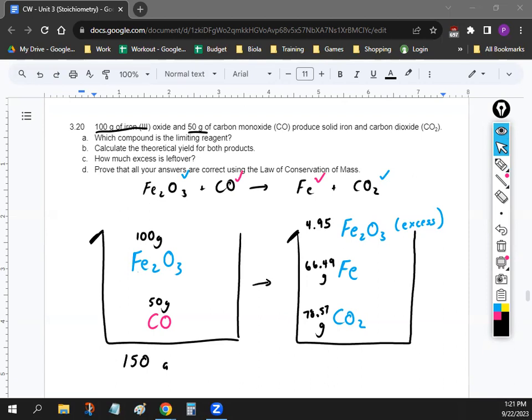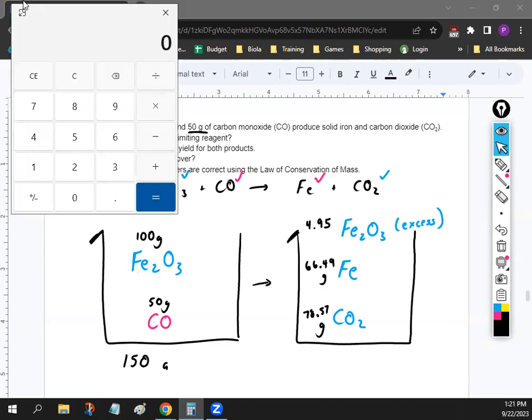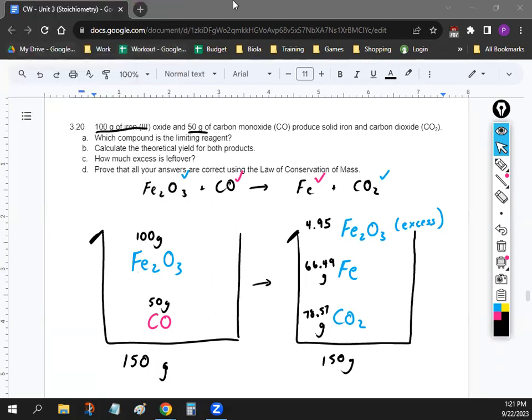Yeah, 150. I know it's magic, right? Whatever. That's your rounding. So you got 4.95 plus 66.49 plus 78.57. 150.01. That's because of rounding. Okay, but 150 grams. And that shows you that as the chemicals react, you're going to have the same amount of product as you do react. Okay, matter is neither created nor destroyed. Okay, and that's it. That's the law of conservation of mass, and that's how we can prove it using stoichiometry.